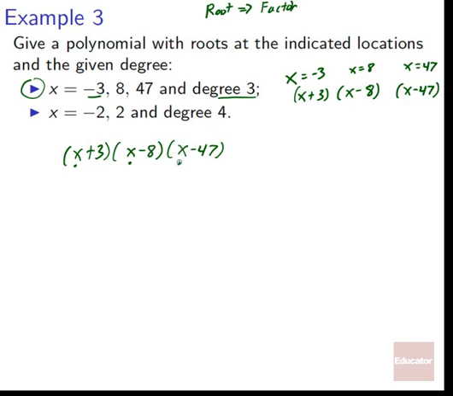It is a polynomial. It's not in that general standard form that we're used to of blank x to the exponent, blank x to the exponent, blank x to the exponent. But it is still a polynomial, so it's a pretty good answer. We'll leave it like that.